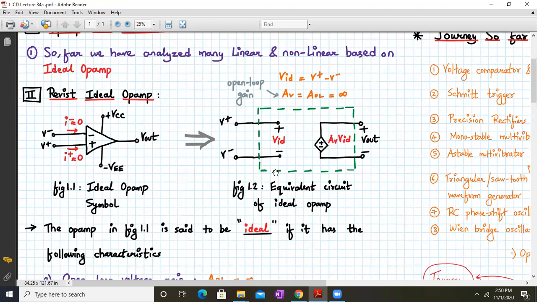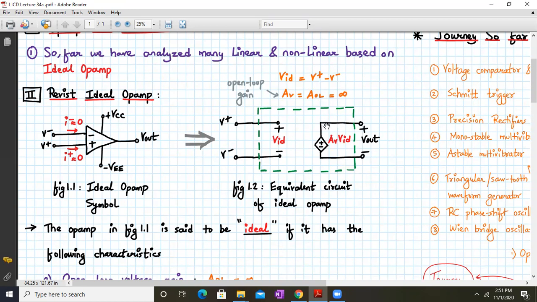At the input side we have the difference of the two input terminals, that is VID, the differential input voltage, and it has very high input impedance. Input impedance is very high since it is open circuit over here, right? Open circuit represents infinite impedance. And at the output side, we have a voltage dependent voltage source. We have an open loop gain AV, which is also called AOL, which is infinite, multiplied by VID, which is the difference between the two input voltages. And we have V out.